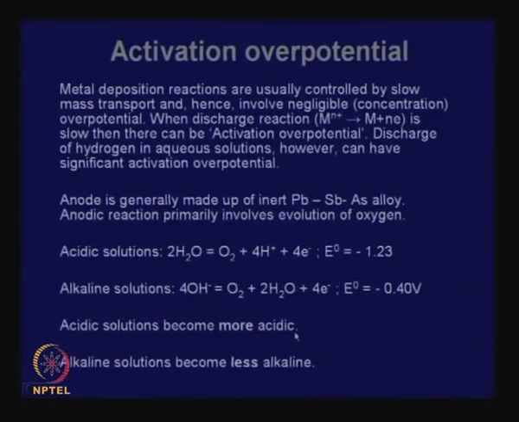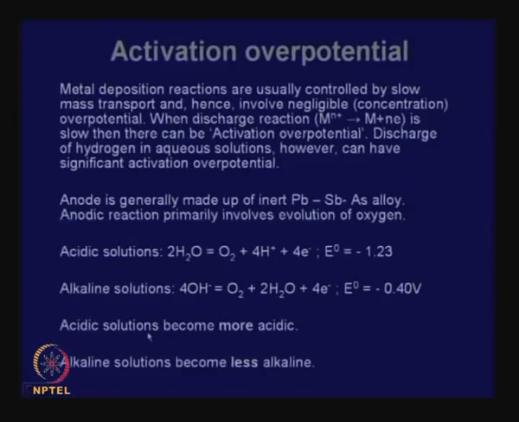Now, so far we have been discussing electrolytic reactions where it is diffusion that controls the whole thing, because the diffusion is slow, discharge reaction at the surface is fast. And that is what I have said here, that metal deposition reactions are usually controlled by slow mass transport and hence involve negligible concentration overpotential. When discharge reaction, that is M^n+ to M + ne, is slow, then there can be activation overpotential.